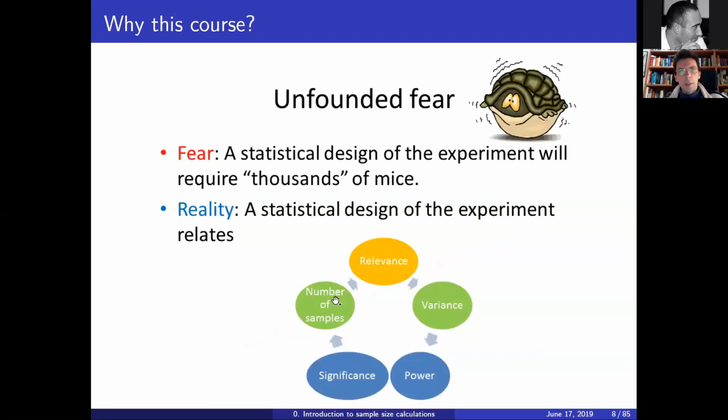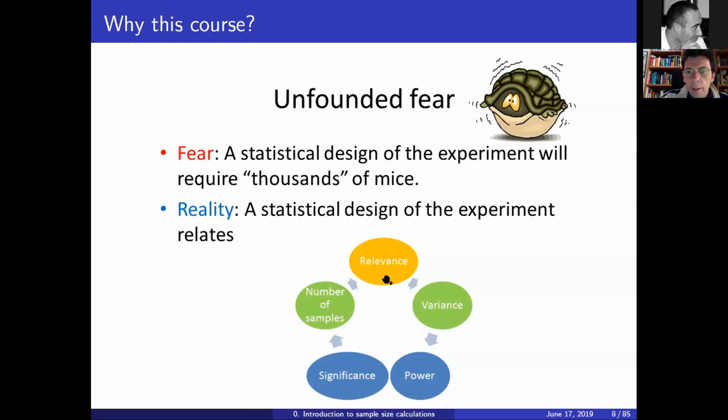So when you approach statistics, many people have this unfounded fear. They think that if they try to do a statistical design of the experiment, the equations will tell them to use thousands of mice. This is not true, actually. What happens is that there are 5 variables that are interrelated, and you fix 4 of them, and then automatically you can compute the last one.